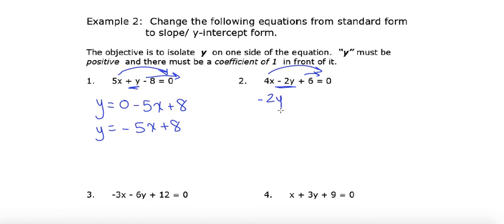So I have negative 2y is equal to, if 4x is being added to the left-hand side, I need to subtract it from the right-hand side. And if 6 is being added to the left-hand side, I need to subtract it from the right-hand side. So I have negative 2y is equal to negative 4x, take away 6. Now remember, the coefficient in front of your y must be 1. So if there happens to be a number in front of your y term, then divide every term by the coefficient in front of y.